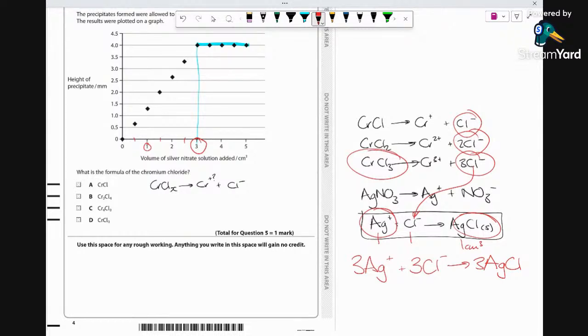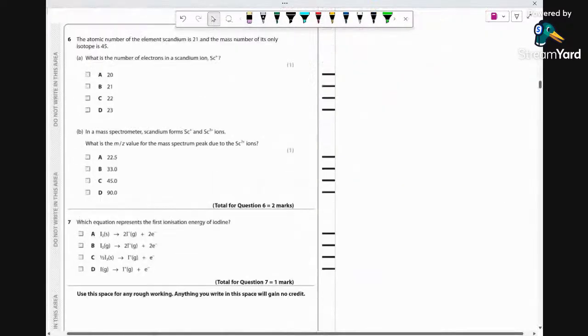It's giving us the ratio between the silver ions. So the ratio here is Ag plus 3 compared to 1 chromium chloride, chromium ClX. And that's giving us just one of them. So what that means is in order to do that, that had to be 3. So my answer there is going to be D. Let's move on. Tricky question, that.